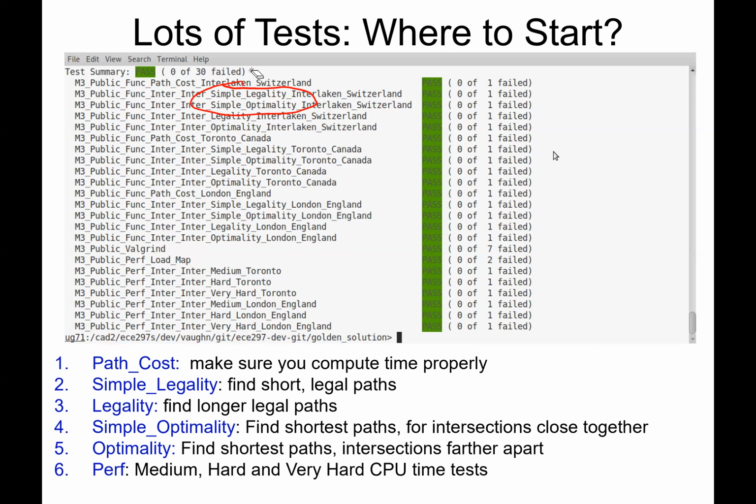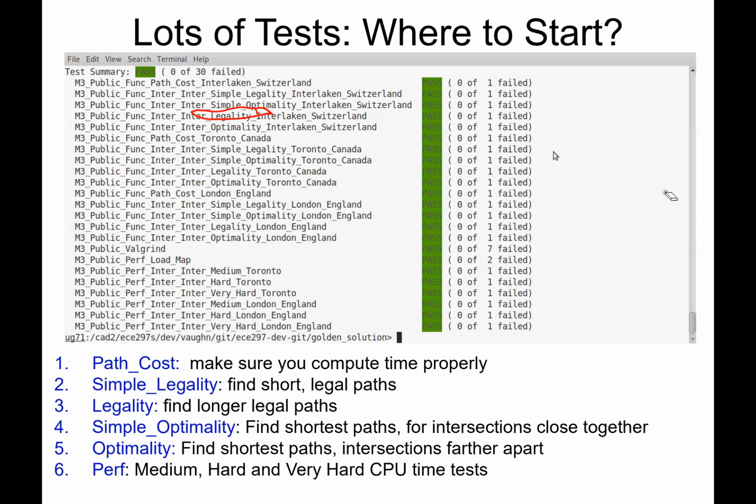Then we have these legality tests. Here's another legality test, but it doesn't say simple. Legality tests can be far apart, right? So it could be halfway across the map. These algorithms are going to move a lot of data when they're doing intersections that are far apart. So it's harder to debug that case. That's why you want to do the simple one first.